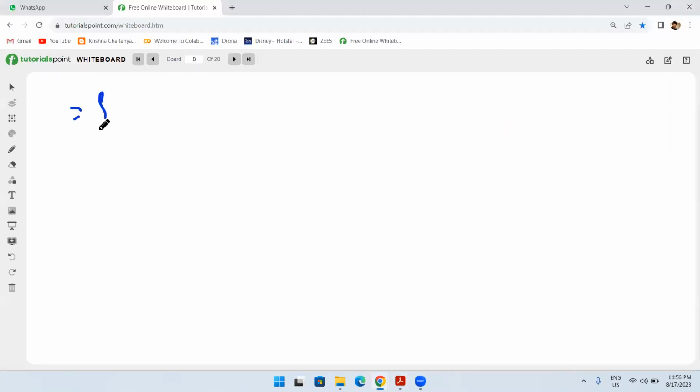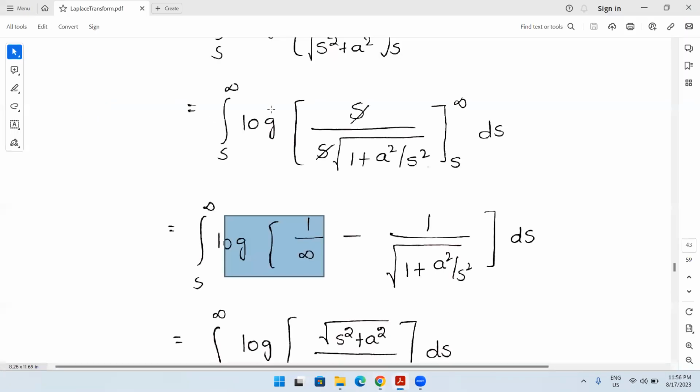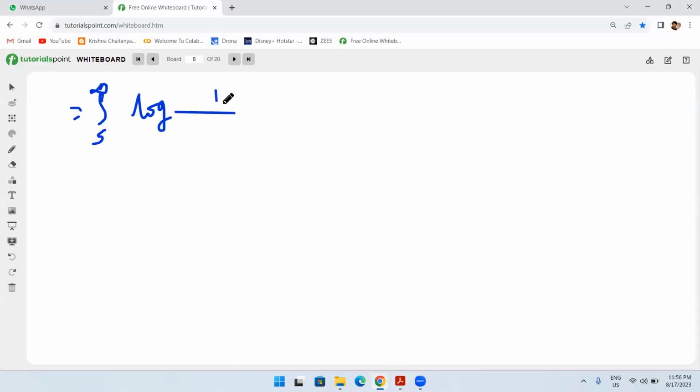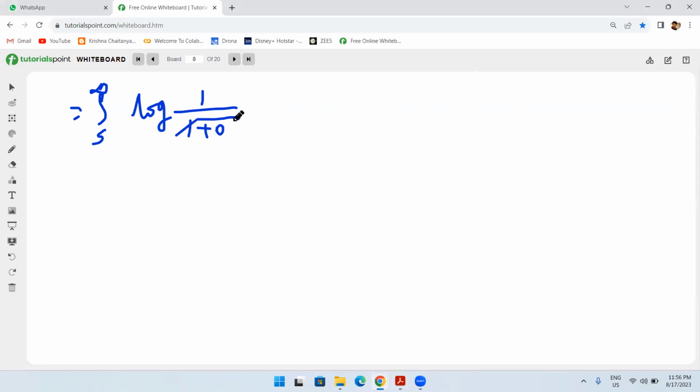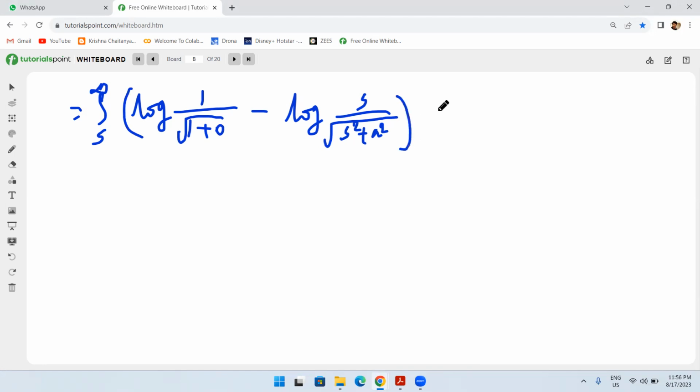Now integral s to infinity log, first in the place of s we substitute infinity. So what do we get? 1 by square root of 1 plus 0, since a square by infinity is something by infinity, which is 0. So we get the square root also here. And next, upper limit minus lower limit. For the lower limit, we can write s by square root of s square plus a square as it is, whole into ds.